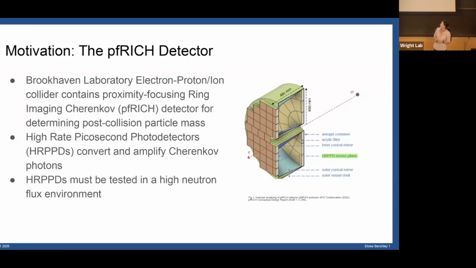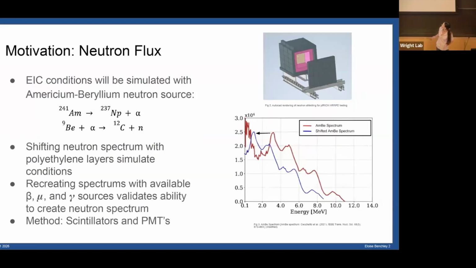Part of Yale's job is testing these HRPPDs and the detectors in general, and they need to be tested in a high neutron flux environment that's going to be expected within the EIC. Here is an AutoCAD rendering of what the pfRICH detector is going to look like. So we're going to obtain an americium beryllium neutron source, made by the following chain, to simulate the neutron flux inside of the detector. However, we want to shift the neutron spectrum from over 4 MeV towards 1 MeV by using polyethylene layers to impede the neutrons and slow them down.